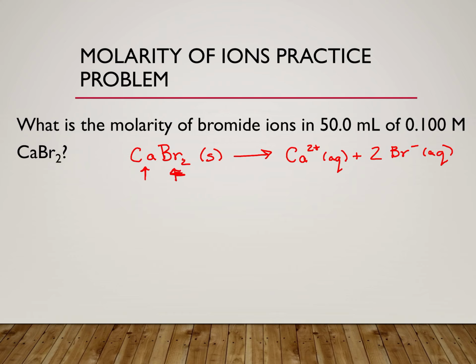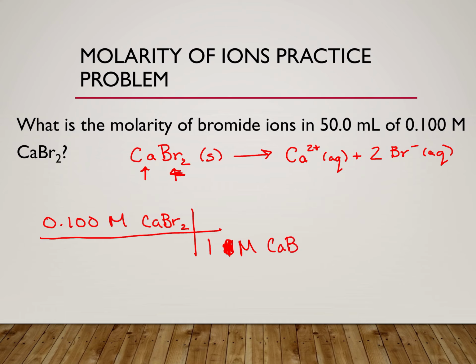So if we started out with 0.100 molar calcium bromide, and I'm trying to figure out how many bromide ions are floating around, for every 1 molar calcium bromide, we are going to end up with 2 molar bromide ions.